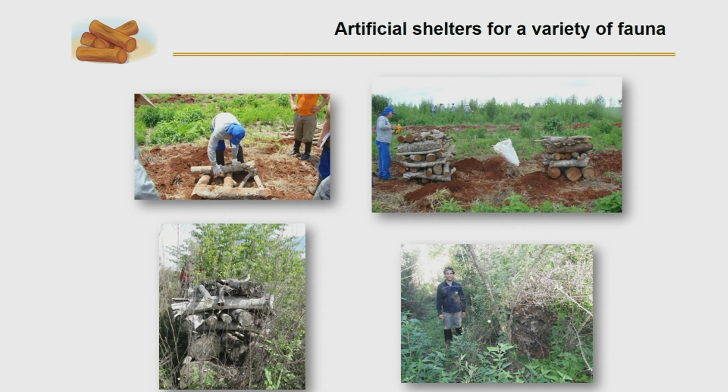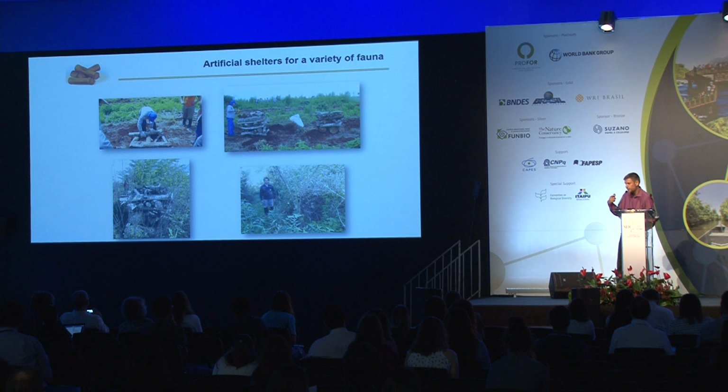So we want other kinds of animals, so we make artificial shelters with any wood debris and put it in the form of piles that with time, with succession time, will be integrated with the understory, and so it will be very effective for many kinds of animals of different sizes.